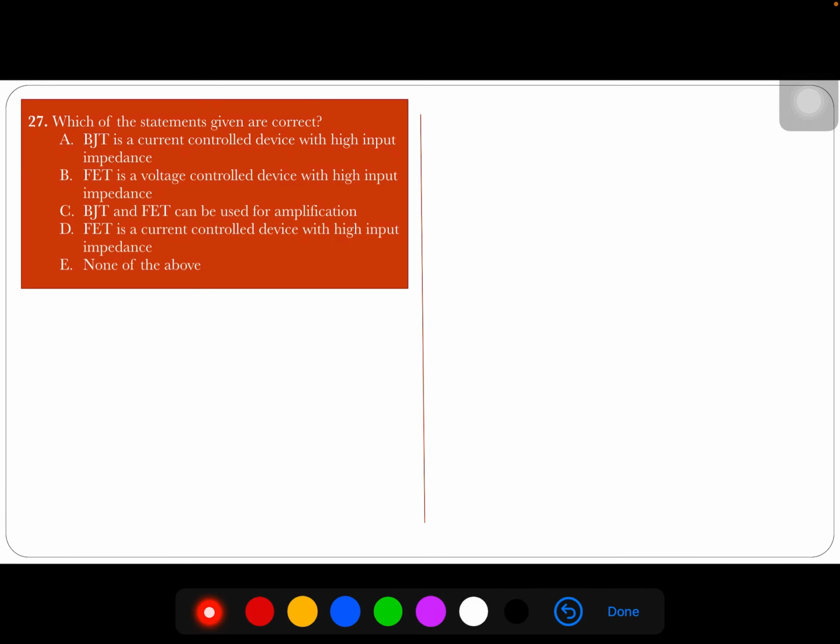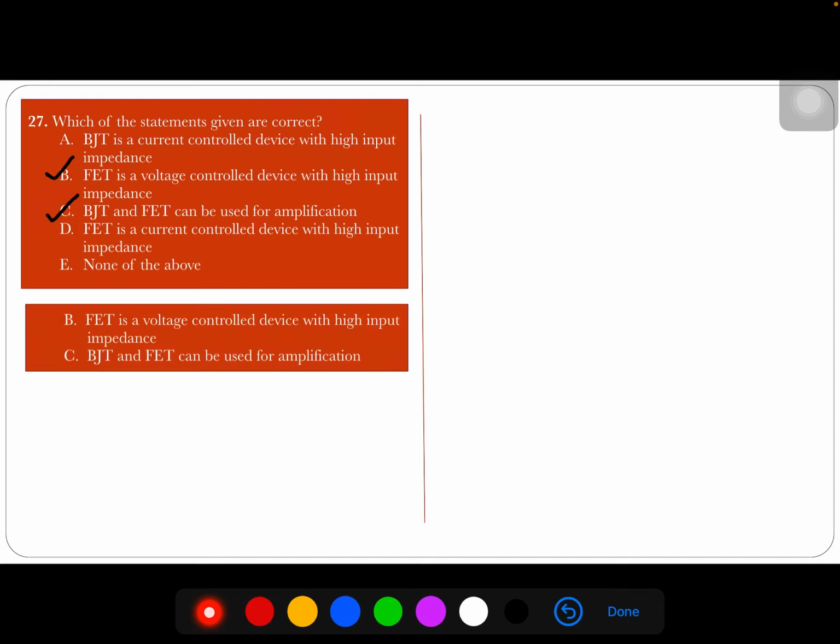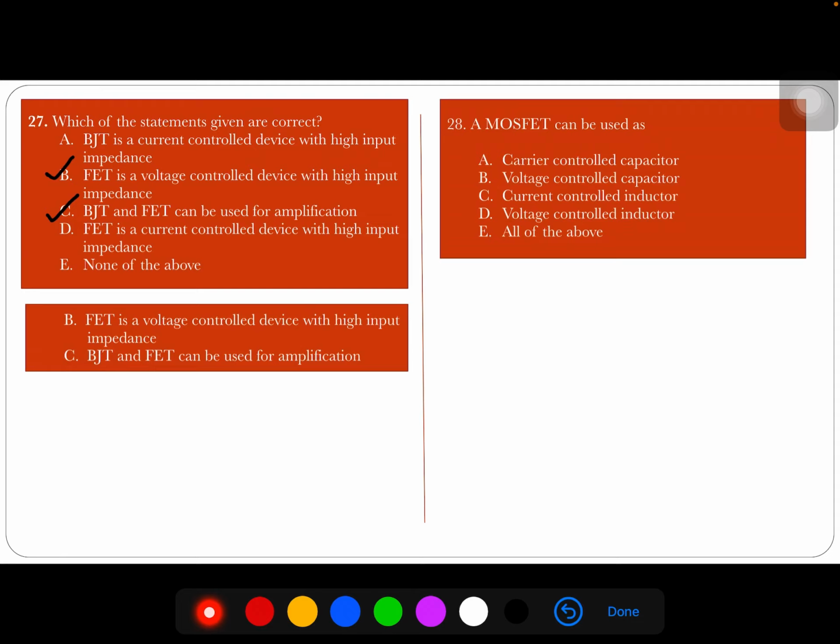Next question. Which of these statements given are correct? BJT is a current control device with high input impedance. No, it has low input impedance. FET is a voltage control device with high input impedance. That is correct. BJT and FET can be used for amplification. Both can be used as an amplifier, this is also correct. FET is a current control device. Wrong. It is a voltage control device. So the correct options are only B and C.